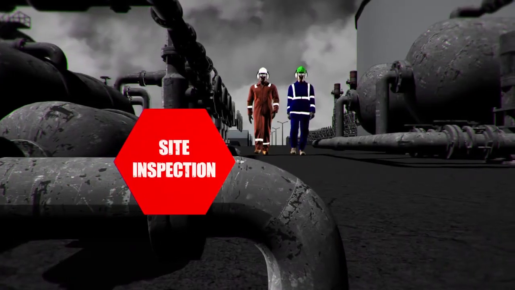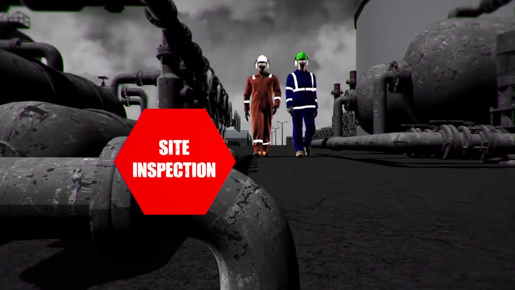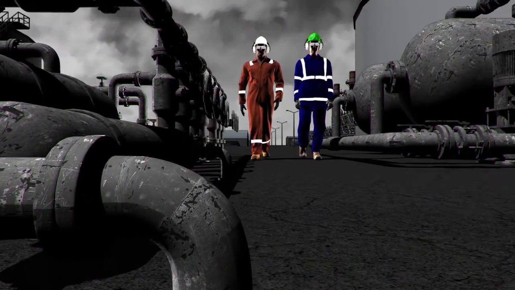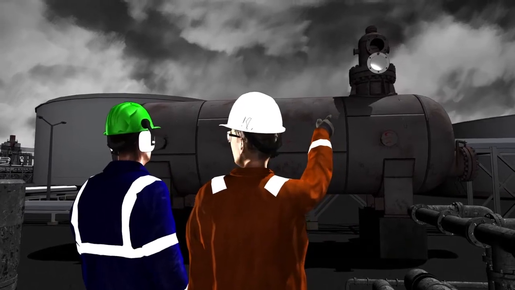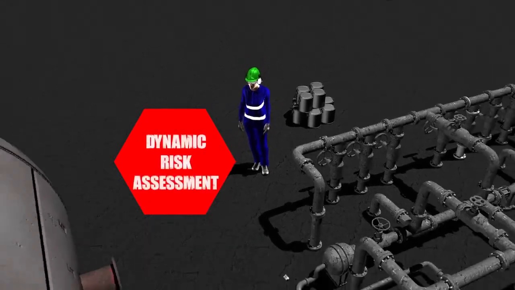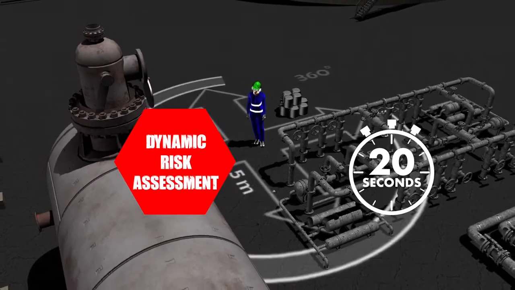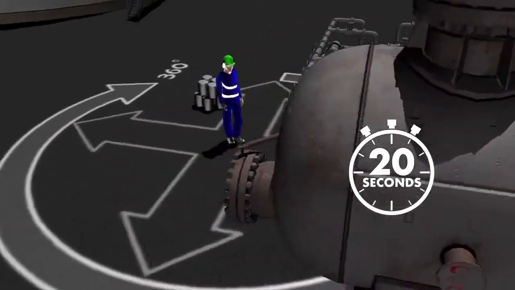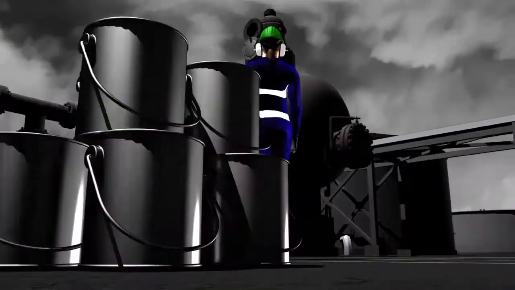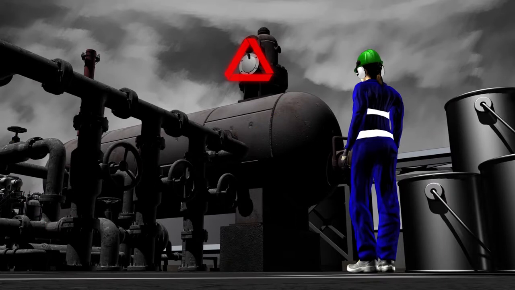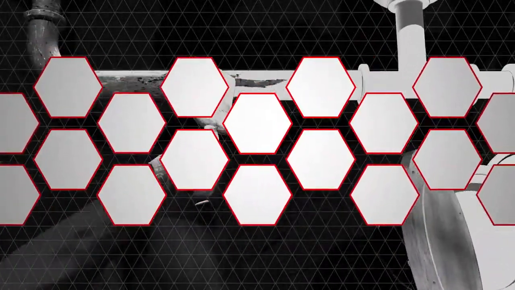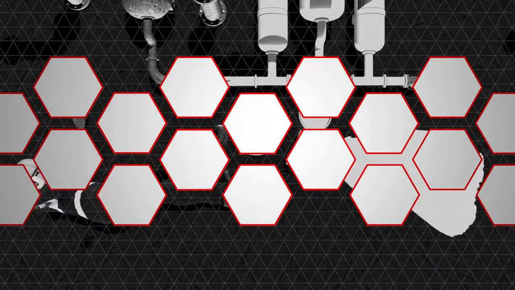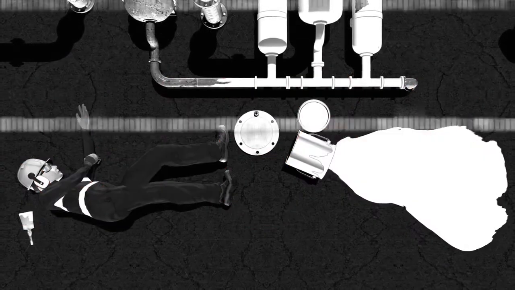4. A pre-work site inspection with the site operator and painting contractor should have been undertaken. This may have identified potential dropped objects on the bulk storage tank. 5. A dynamic risk assessment, including a 20-second scan by the work party, was the final barrier, which may have increased the chances of identifying a potential dropped object. If these barriers had been in place and correctly followed, this incident may have been prevented.